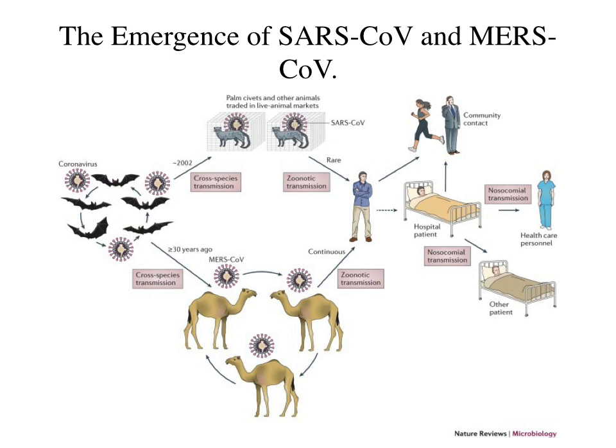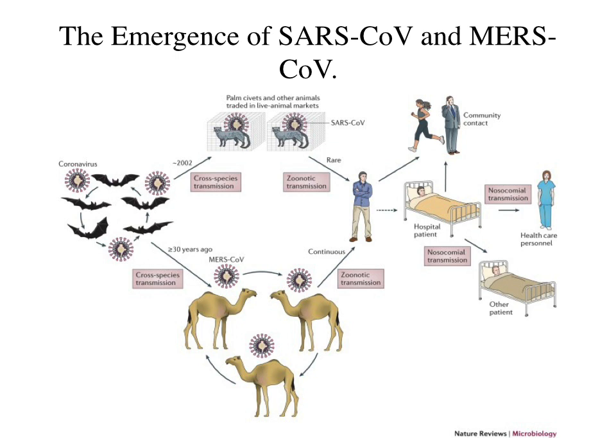Bats harbor a wide range of coronaviruses, including severe acute respiratory syndrome coronavirus-like and Middle East respiratory syndrome coronavirus-like viruses. SARS-CoV crossed the species barrier into masked palm civets and other animals in live animal markets in China. Genetic analysis suggests that this occurred in late 2002. Several people in close proximity to palm civets became infected with this virus.